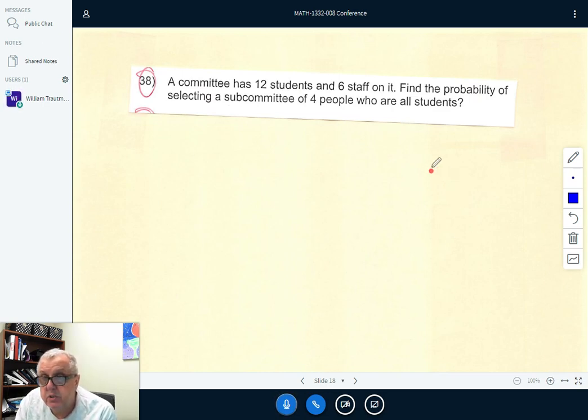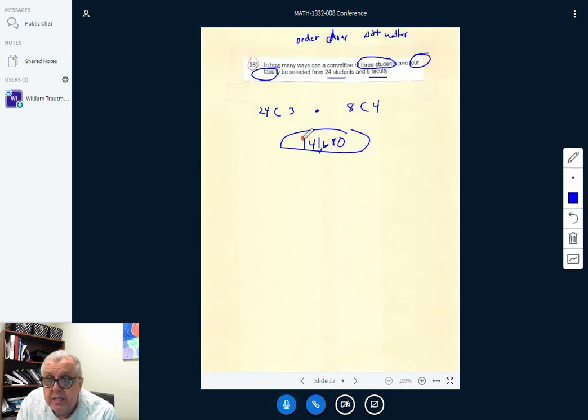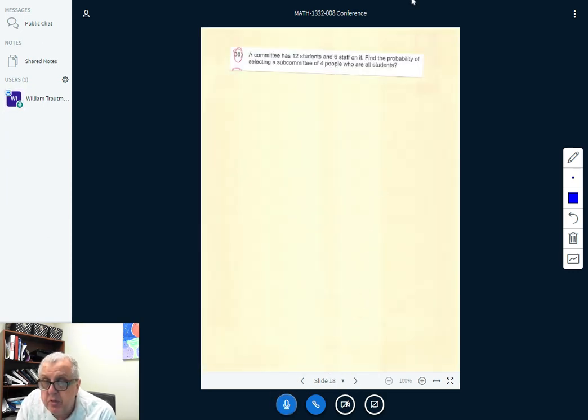A committee has 12 students and 6 staff on it. Find the probability of selecting a subcommittee of 4. Okay, if you look at the last problem, it says in how many ways. That was the different ways it was possible to pick. In this next problem, we're looking for the probability. So probability is finding the decimal equivalent, not just the ways.